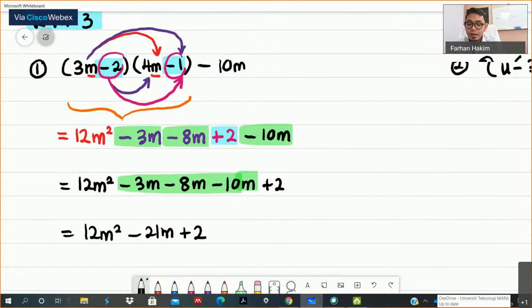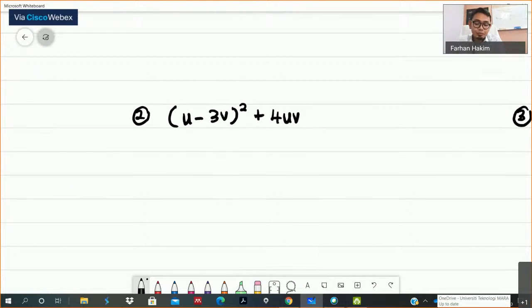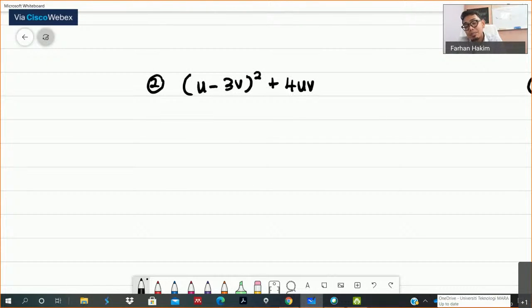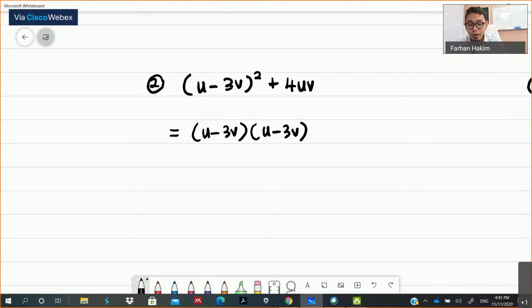Okay, alright. So let's go to number 2. What if we have something square? So we know that if we have that square, meaning that we have to write it twice. Benda sama dua kali. Alright. So in this case, I'll just write u minus 3v. Alright. u minus 3v. We put it in bracket. And then plus 4uv.